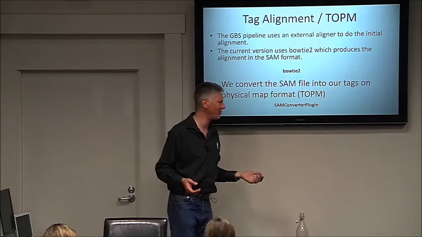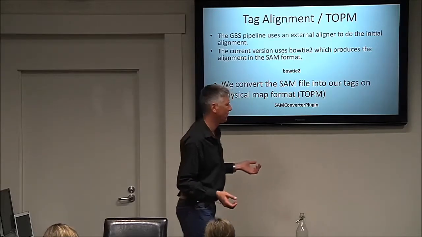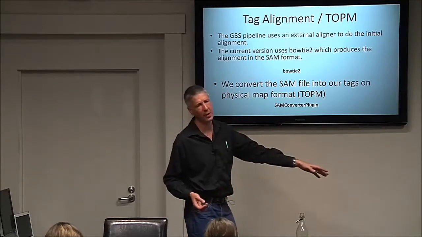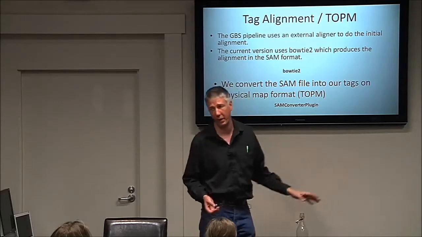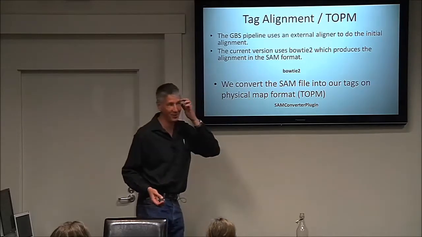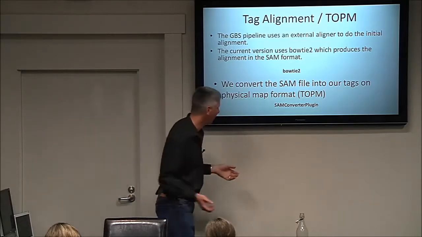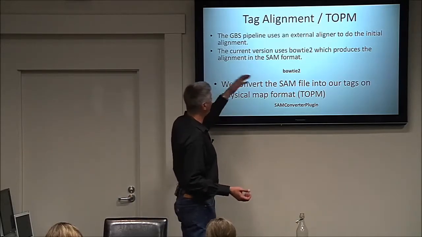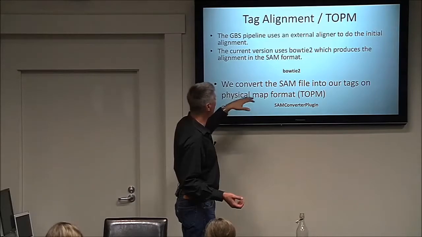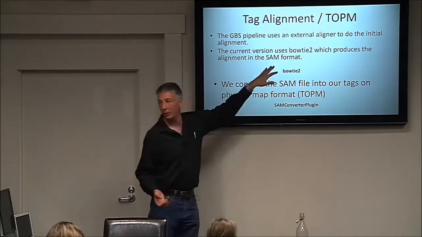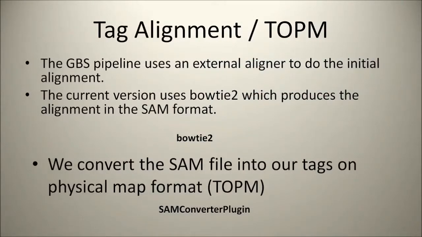Do we have those slides yet? Those come up tomorrow. So Jeff is going to talk about aligners a little bit tomorrow, in comparisons of aligners. They don't all behave the same way. If they did, we'd have just one aligner, right? But they all basically will end up putting something in this thing called a SAM format. That's what aligners typically output, SAM format. And then we've got a converter that converts the SAM format into this tags on physical map.